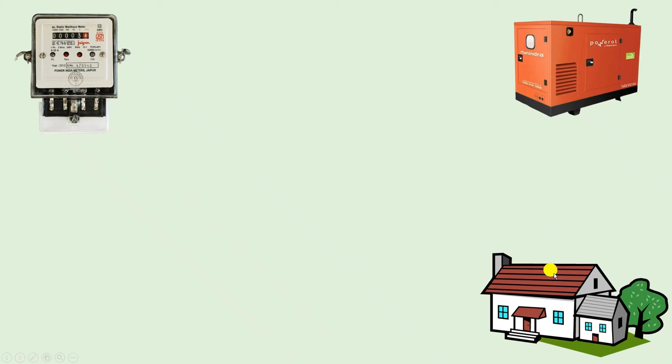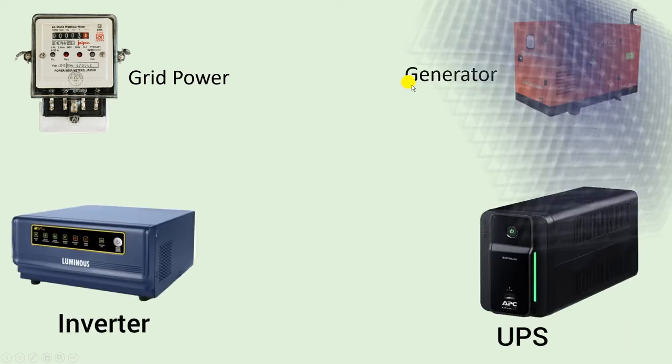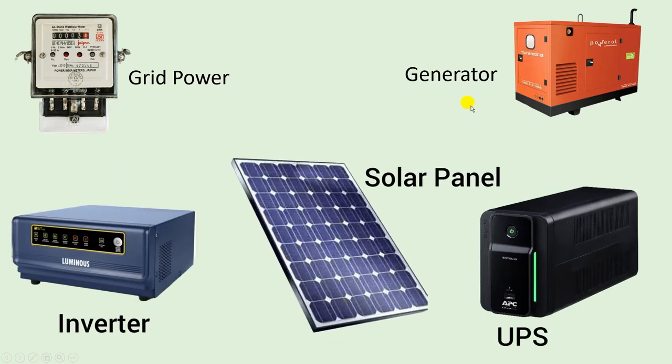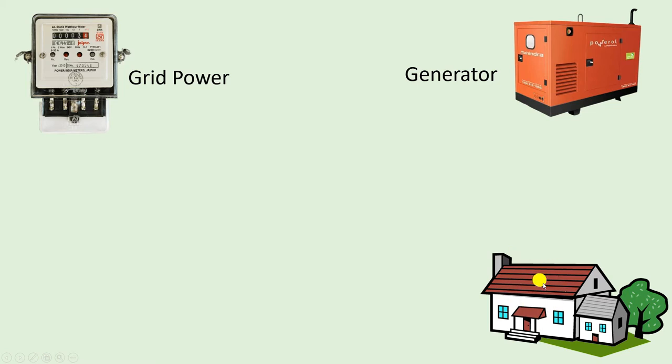The power supply which comes to our home comes through the grid power supply. That is, through the energy meter, power is supplied to our home. Now if the grid power supply somehow fails, there's a power cut, then in this condition, an auxiliary power supply like a generator, UPS, inverter or solar panel is used to run the electrical devices connected in our home.